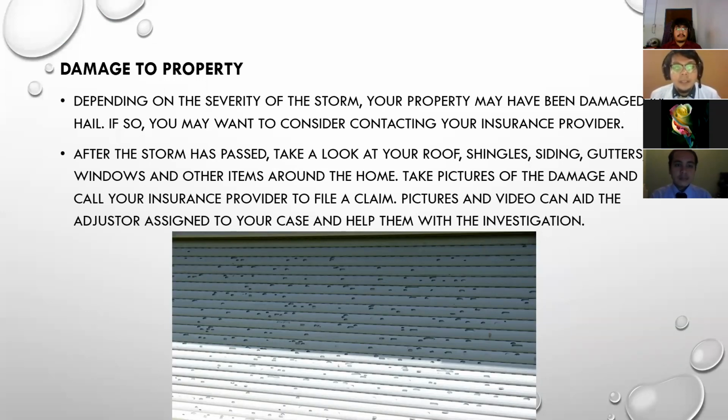Damage to properties depends on the severity of the storm. Your property may have been damaged by hail. If so, you may want to consider contacting your insurance provider. After the storm has passed, take a look at your roof, shingles, siding, gutters, windows, and other items around the home. Take a picture of the damage and call your insurance provider to file a claim. Pictures and videos can aid the adjuster assigned to the case and help them to investigate.